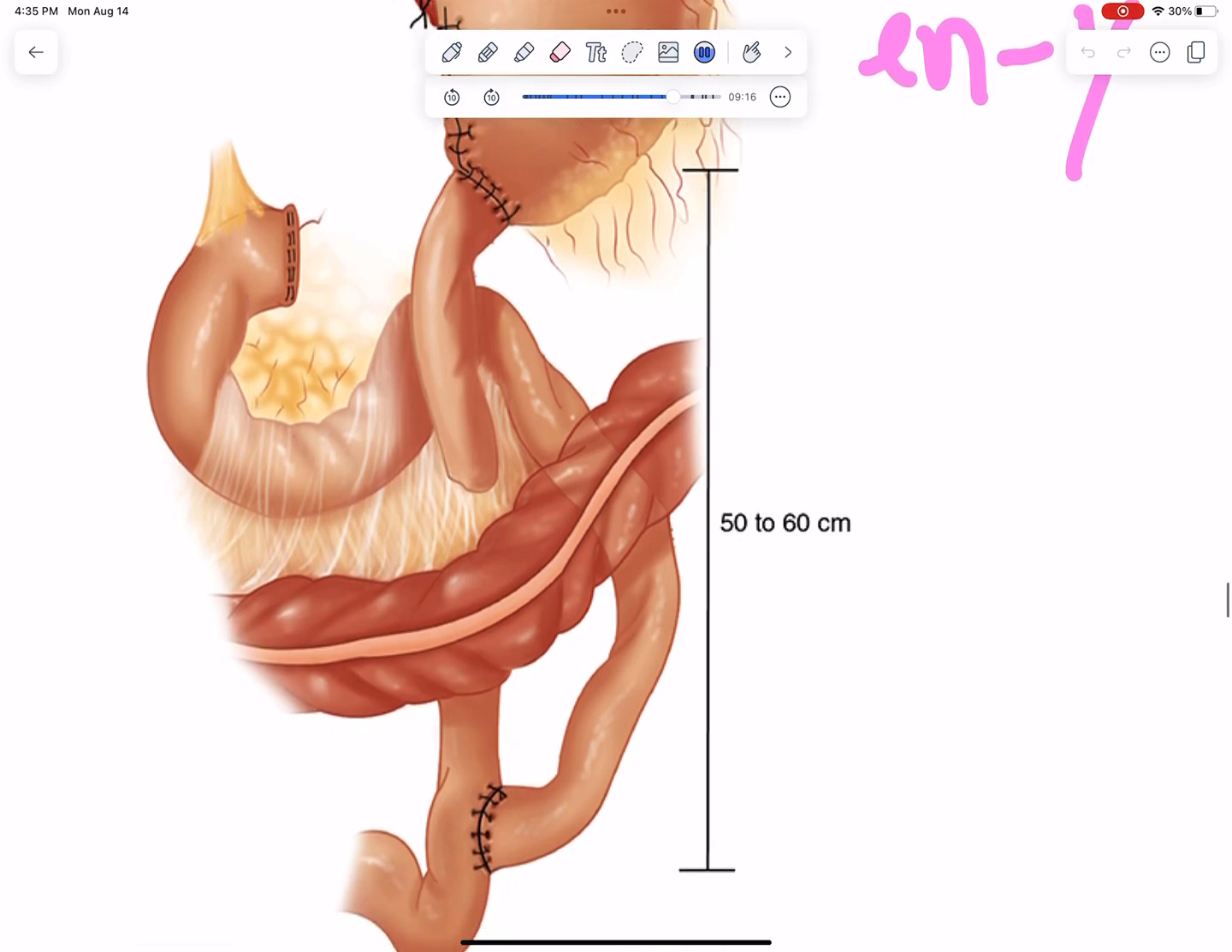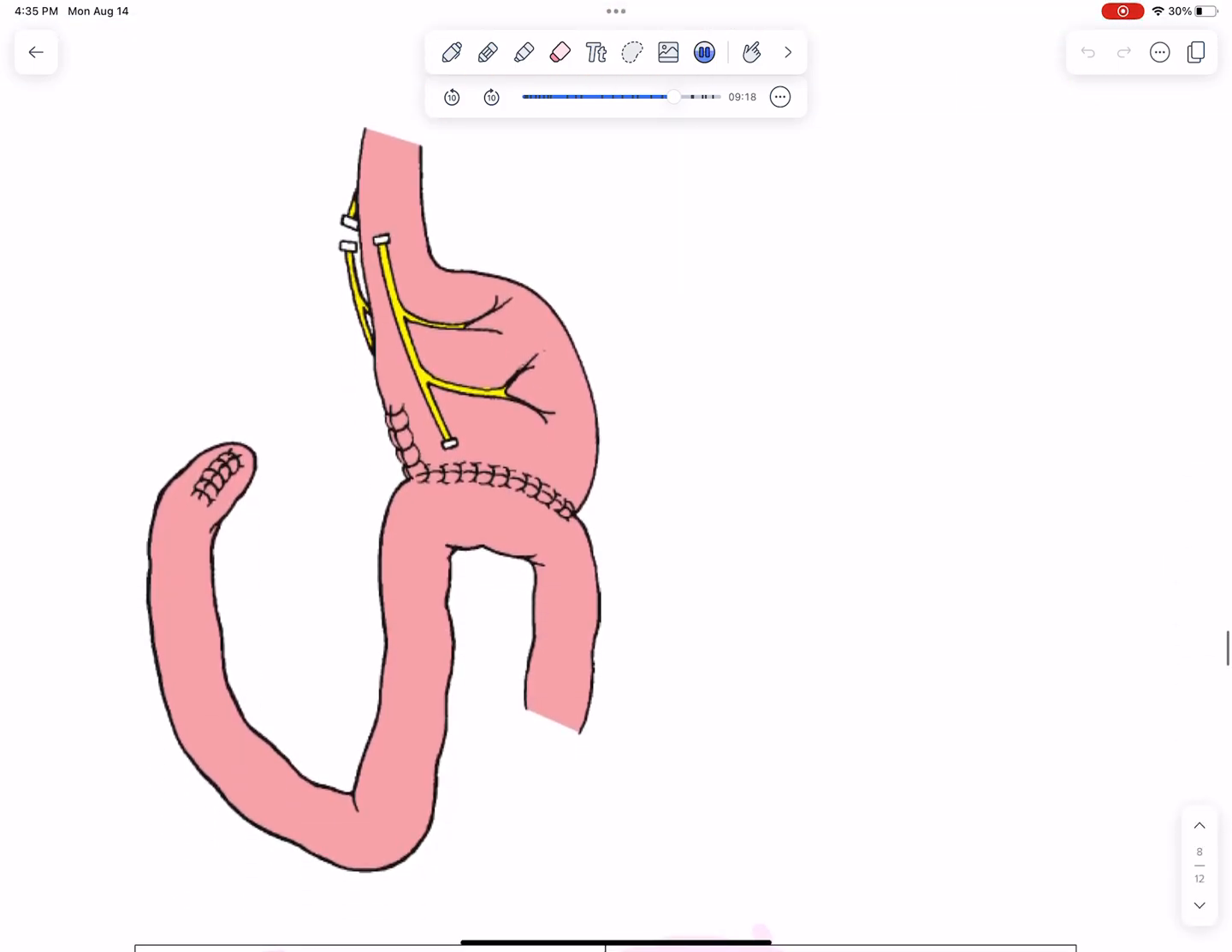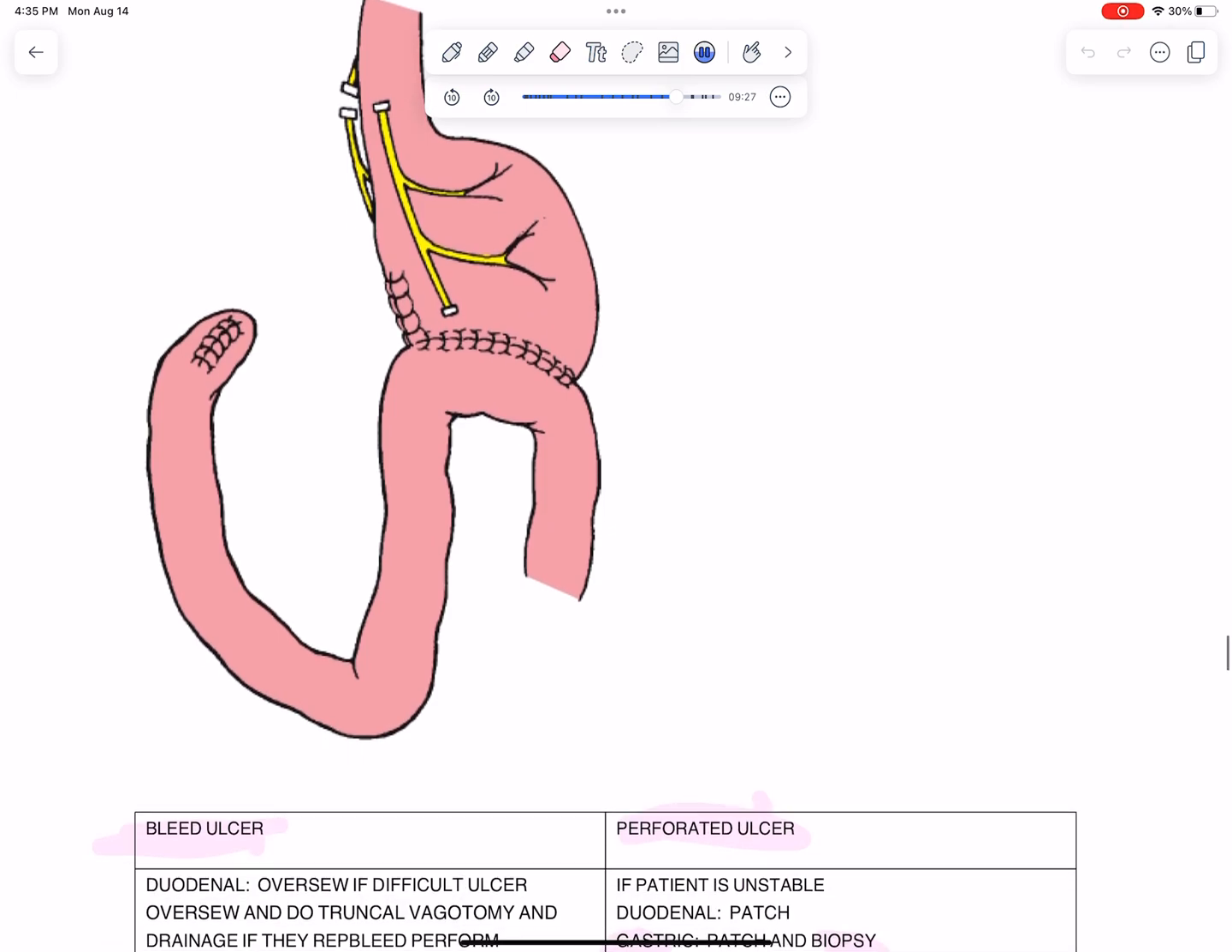A Billroth 2 similarly involves connecting the stomach to a remaining portion of the small intestine with one anastomosis. And here's a good example of that.